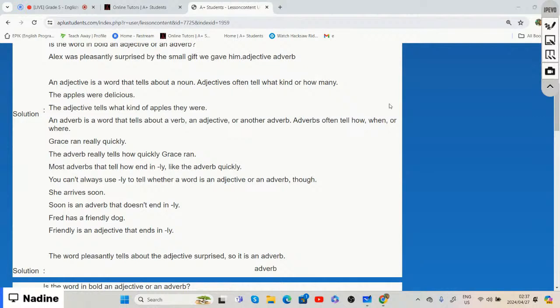It ends in ly. That is not always the case, but most times. Because some adverbs, like if you ask where or when, they'll say soon or later or yesterday, but it doesn't necessarily end with ly.